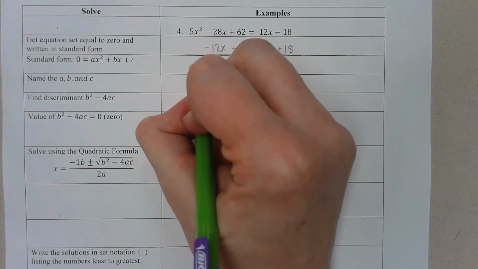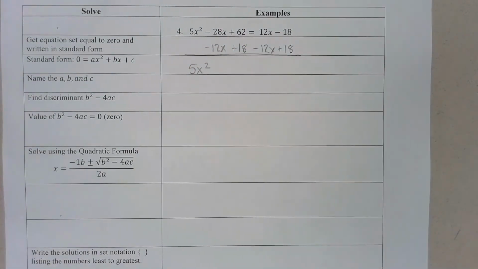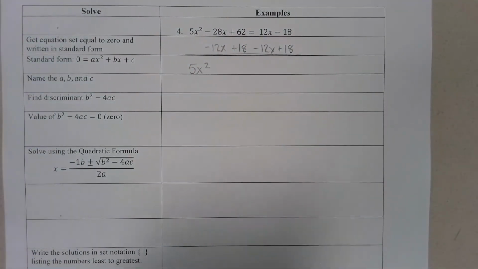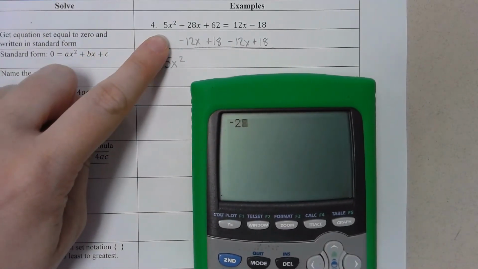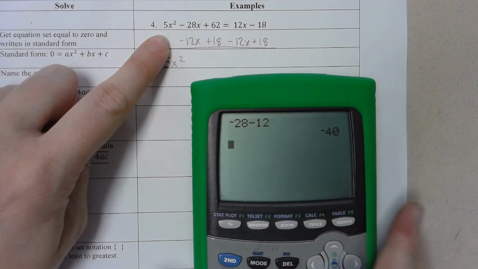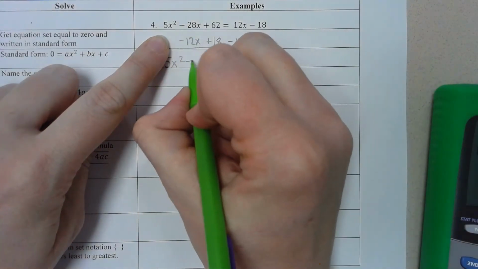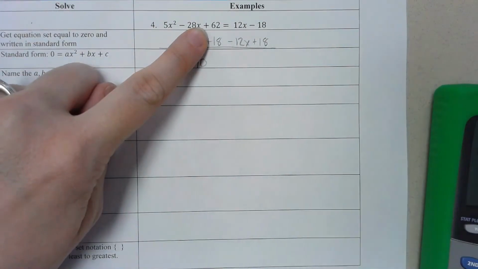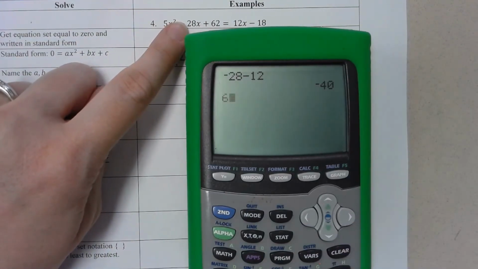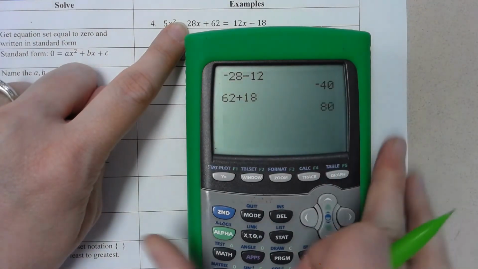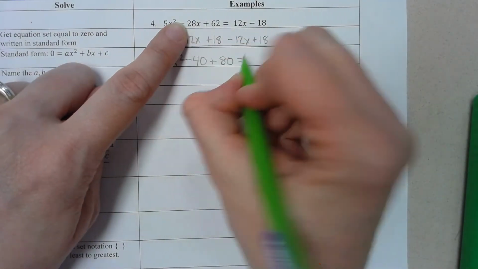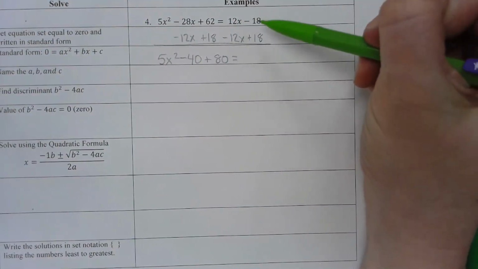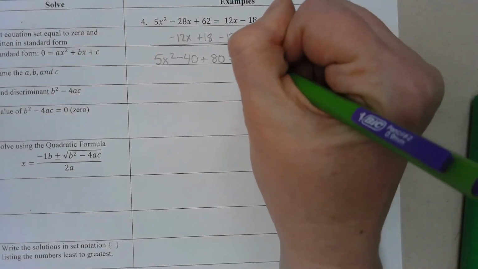So we get 5x squared. When we combine -28 minus 12, we get -40. And then 62 plus 18, we get +80. This right-hand side truly cancels and makes it set equal to 0.